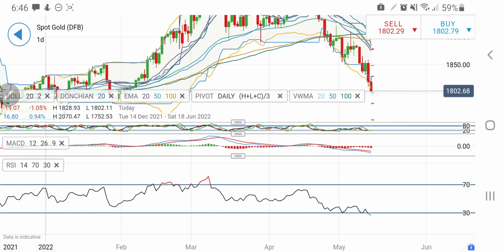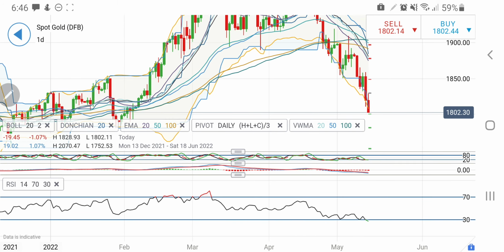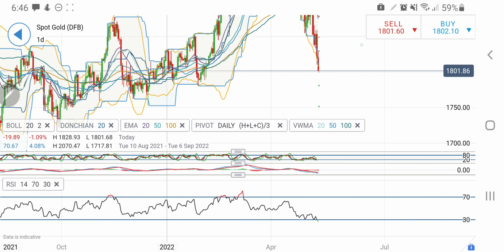So most of the times whenever gold has hit oversold levels on the RSI in the past, it has almost bounced back every time. With this, see, gold has consolidated in this zone for quite some time, almost 1760 to 1790, and has now come back to these levels.